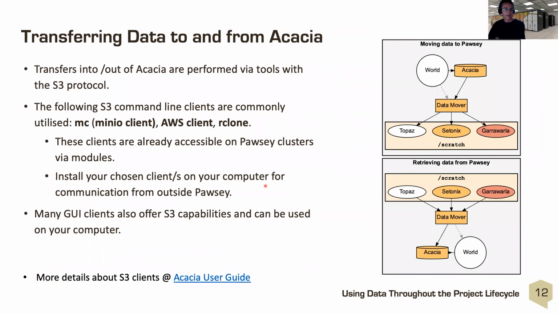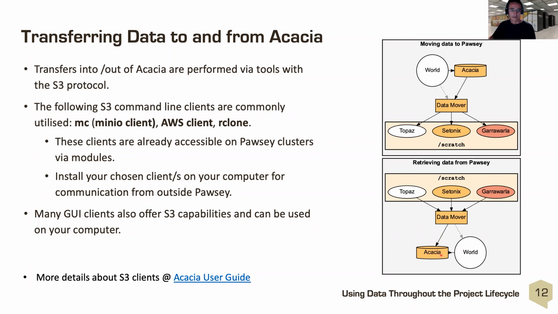So for the first and last part, which is transferring data into Pawsey or out of Pawsey, as I mentioned, this route of transfer first into Acacia and then into the file systems of the supercomputers to be used, or transfer real results from the supercomputers into Acacia first and then to your own institution or your own computer, is one of the routes that is now available.